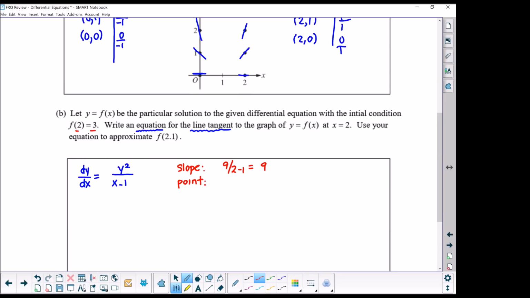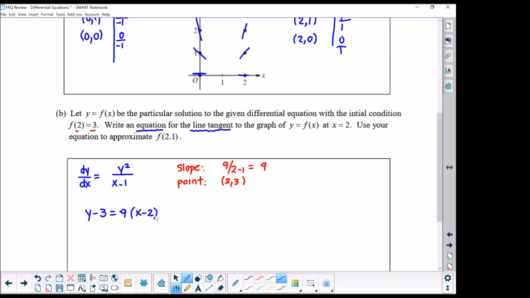Now the point is pretty much staring at us in the face, right? This ordered pair 2 comma 3. So then all that we need to do is jump all over our point slope formula, which you learned from Algebra 1, to say y minus the y value of 3 equals 9, the slope, quantity x minus the given x value of 2. Right? That'll serve as your tangent line equation, which you'll see here in just a moment. That will have earned your first point for this problem.